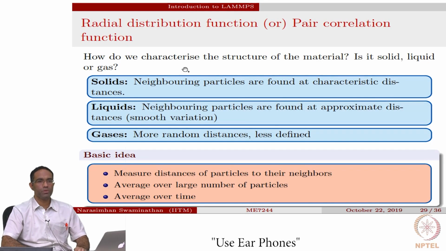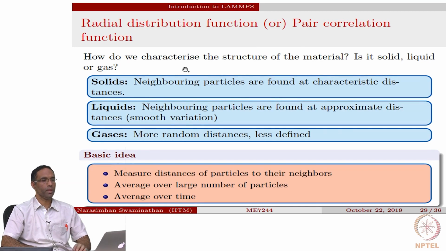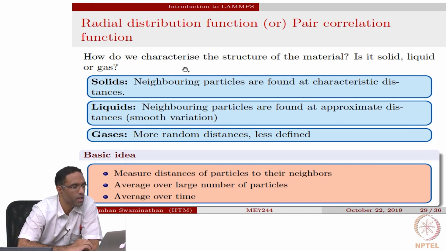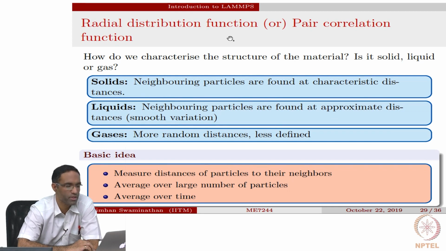Good afternoon. So let's look at another property that is important for analyzing the structure of materials, and it's called the radial distribution function or the pair correlation function. So it essentially is a reflection of the underlying order that's there in the material.